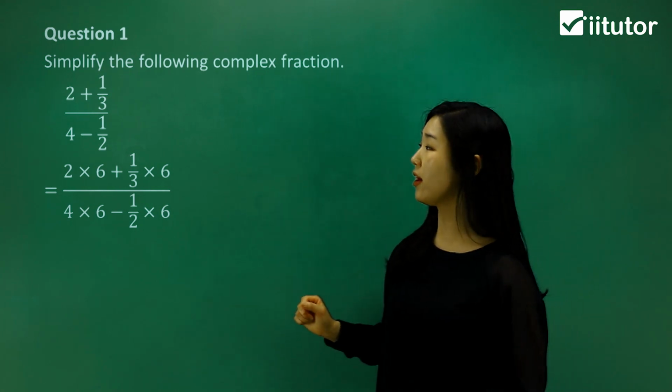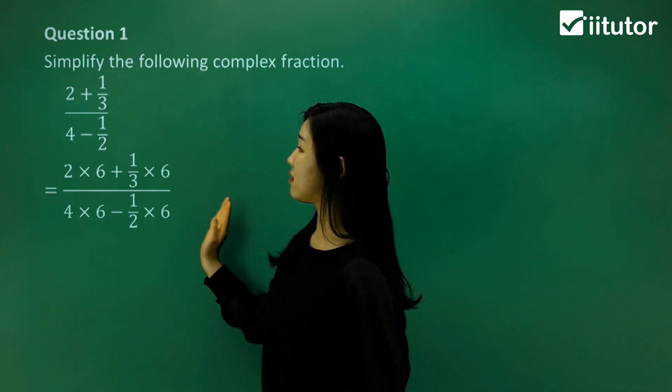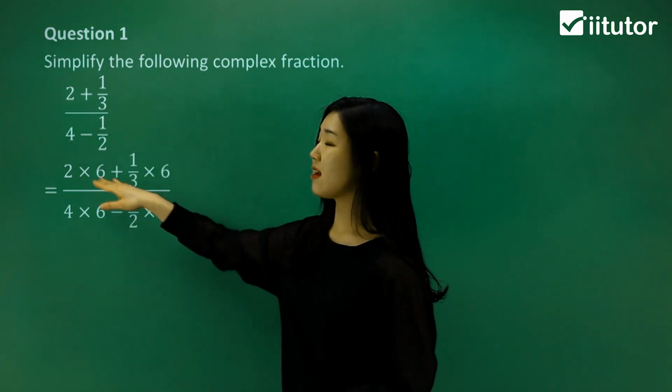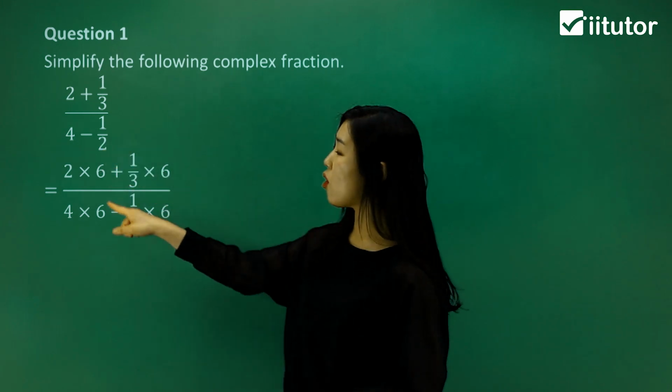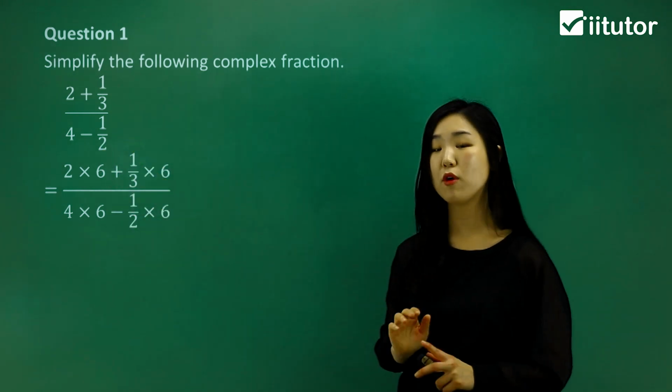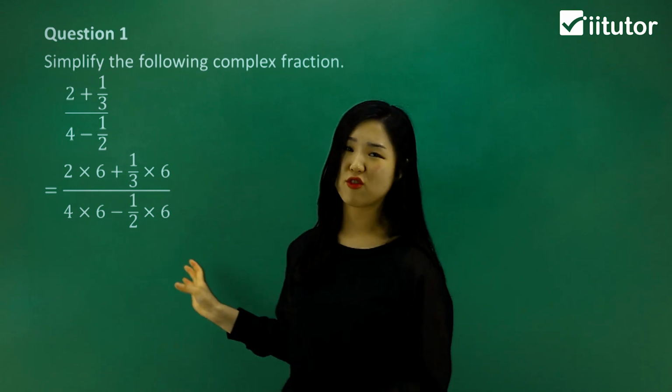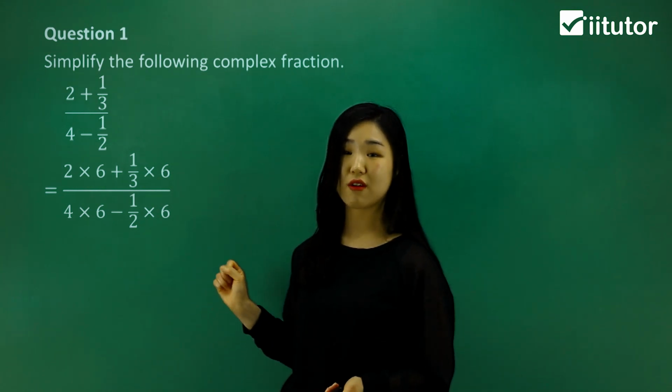So I'll show you how it works. I'm multiplying everything by 6. So I'm multiplying the 2 by 6, the 1 over 3 by 6, and all the denominators by 6. So the 4 by 6, the negative half by 6. I'm multiplying everything by 6. Because when you do something to one thing, you make sure you do it to everything else.